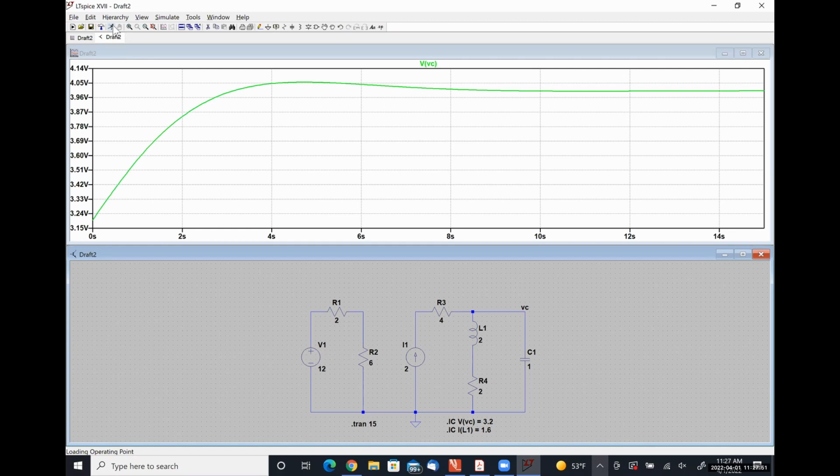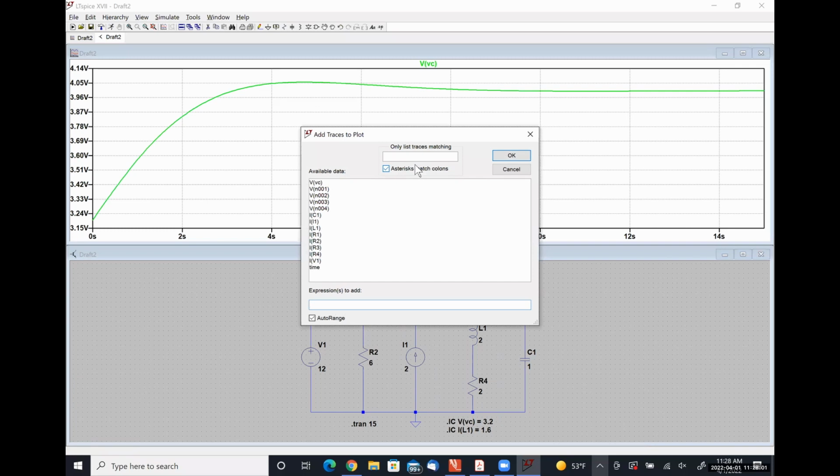So now we come to the part where we check our work. All I'm going to do is right click and add a trace. Instead of selecting any of these signals that LTspice simulated, I'm going to type in the result we got. So what was the mathematical expression for VC of t? Negative 0.8 cosine 1/2.